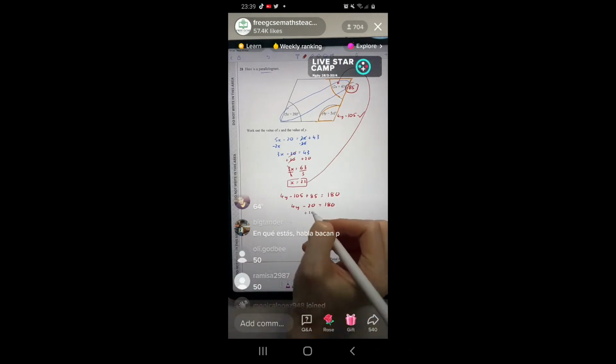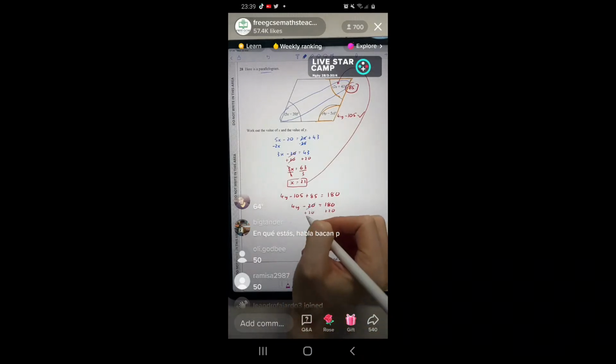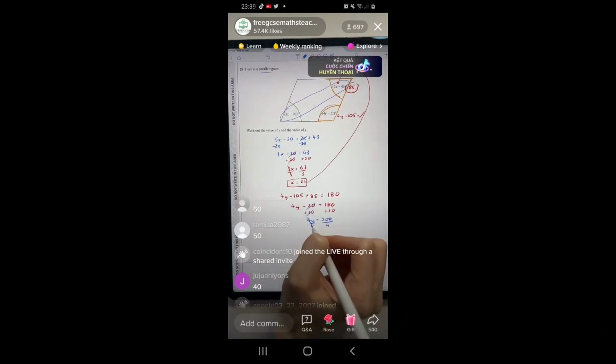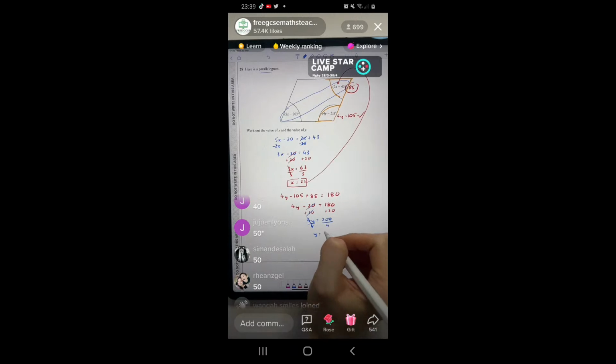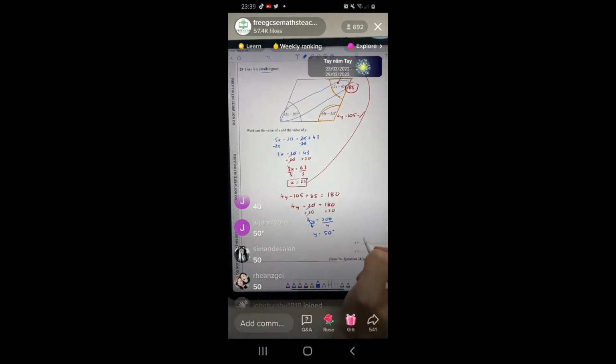Opposite of minus 20 is to add 20 to both sides. Negative 20, add 20, cancels, leaves me with 4y. 4y equals 200. Opposite of times by 4, divide both sides by 4. 4 over 4 cancels, gives us y. 200 over 4, dividing by 4, half it again. Half of 200 is 100. Half of 100 is 50. So my two angles, x equals 21 degrees. y is equal to 50 degrees.